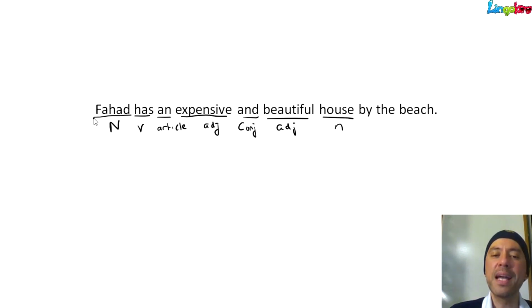So the adjectives expensive and beautiful are describing the house. The house is expensive, the house is beautiful. By is a preposition. The is another article. I'll just write art. And then beach is a noun.